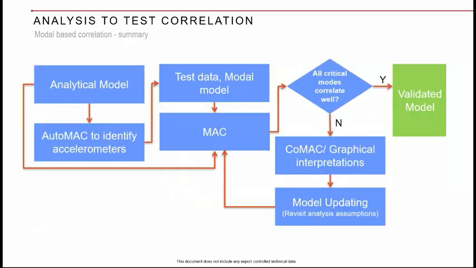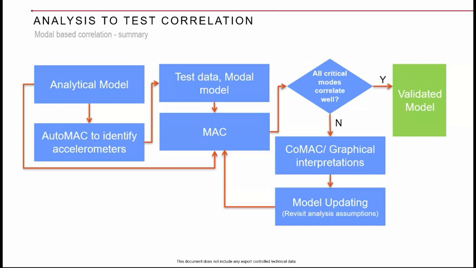Okay. So now if you see the overall summary of the model-based correlation technique, you have an analytical model which you used for the analysis, then you used Automac to identify the accelerometers, you went ahead and tested and extracted the model parameters, and from the analytical model, you got the eigenvectors. Now you calculate the MAC, that is Modal Assurance Criterion. Now, if all critical modes are correlating well, when I say correlating well, mode shapes should have a MAC of 0.9 or 0.8 at least. Okay, and the frequency should be within plus or minus 10%.